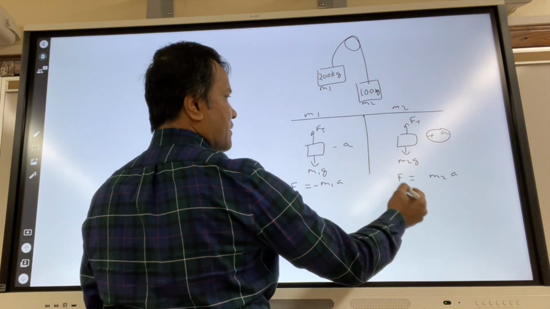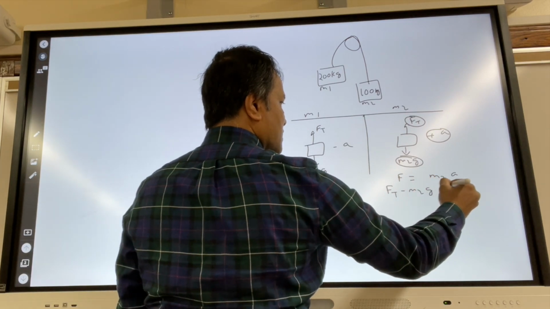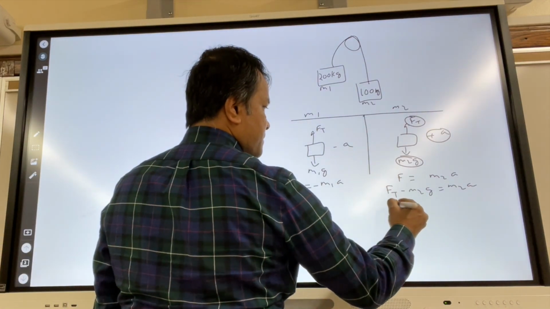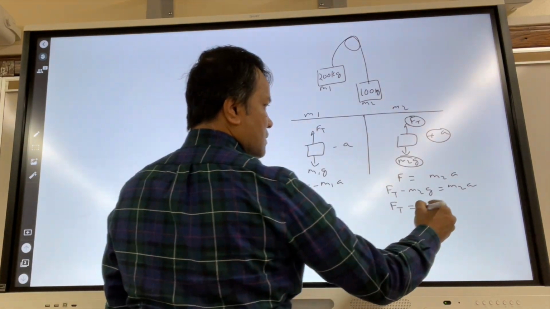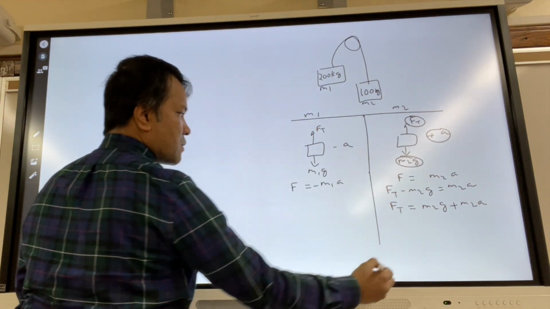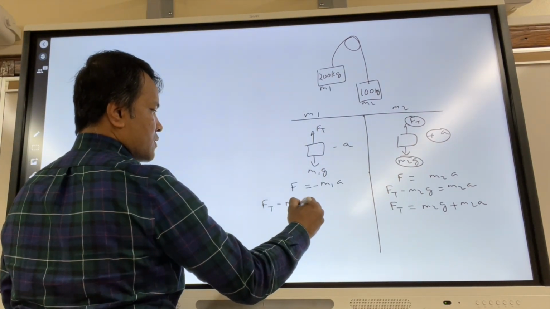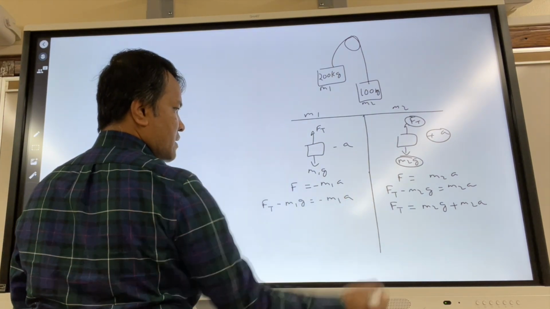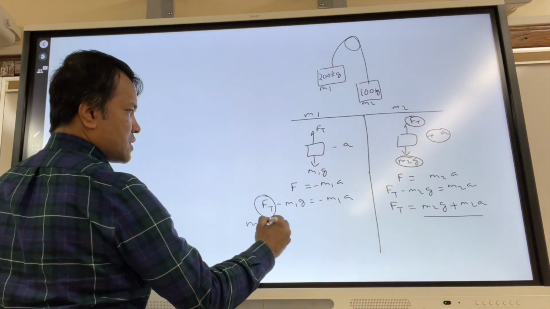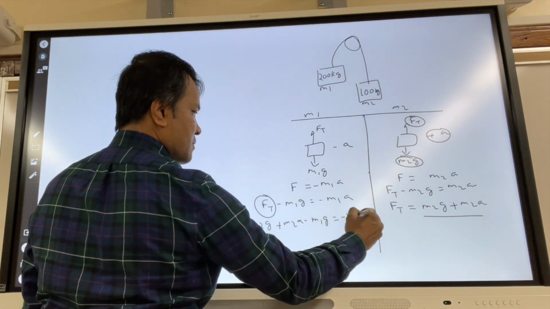So what are the F? Fg minus m2g is equal to m2a. So Fg is equal to m2g plus m2a. What about this one? Fg minus m1g is equal to minus m1a. I'm going to replace this Fg by this. So m2g plus m2a minus m1g is equal to minus m1a.